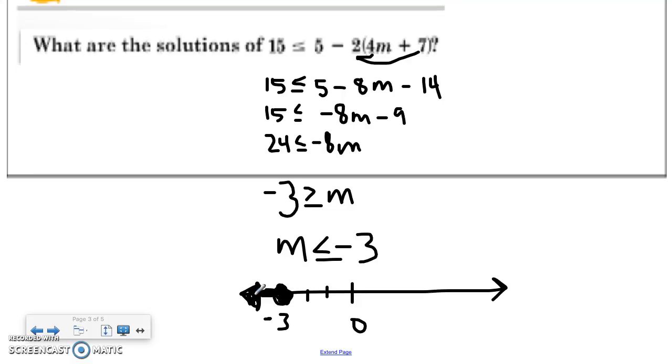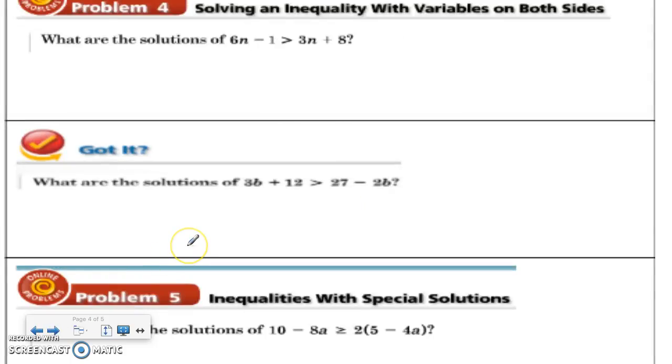To be sure, let's take something like, what would be over here? Negative 4, negative 5? Okay, so negative 5 times 4 is negative 20. Plus 7 is negative 13, right? Times 2 is negative 26. 5 minus negative 26 is the same as 5 plus 26. That's 31. 15 is less than 31, which makes that statement true. If you have questions, please talk to me. Otherwise, let's move on. Problem 4.